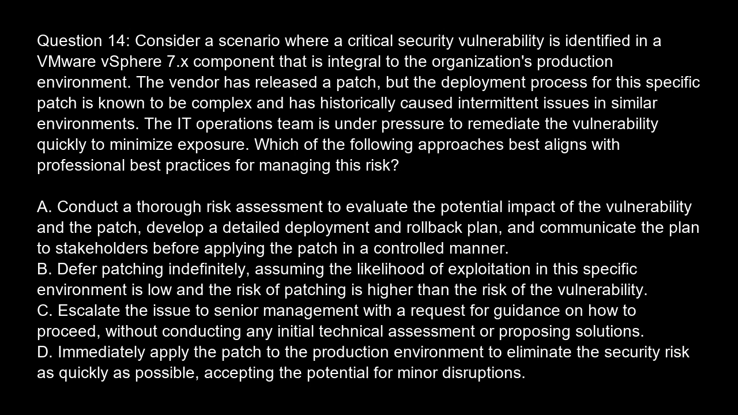Option A. Conduct a thorough risk assessment to evaluate the potential impact of the vulnerability and the patch, develop a detailed deployment and rollback plan, and communicate the plan to stakeholders before applying the patch in a controlled manner. Option B. Defer patching indefinitely, assuming the likelihood of exploitation in this specific environment is low, and the risk of patching is higher than the risk of the vulnerability. Option C. Escalate the issue to senior management with a request for guidance on how to proceed, without conducting any initial technical assessment or proposing solutions. Option D. Immediately apply the patch to the production environment to eliminate the security risk as quickly as possible, accepting the potential for minor disruptions.